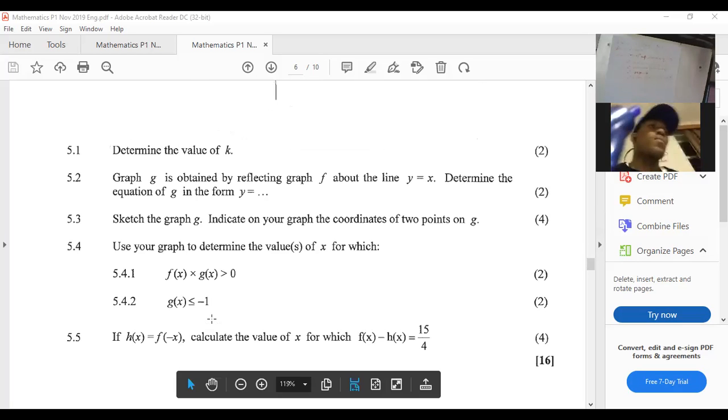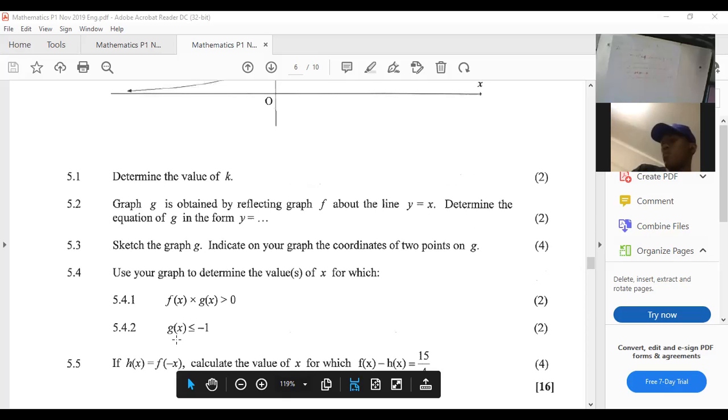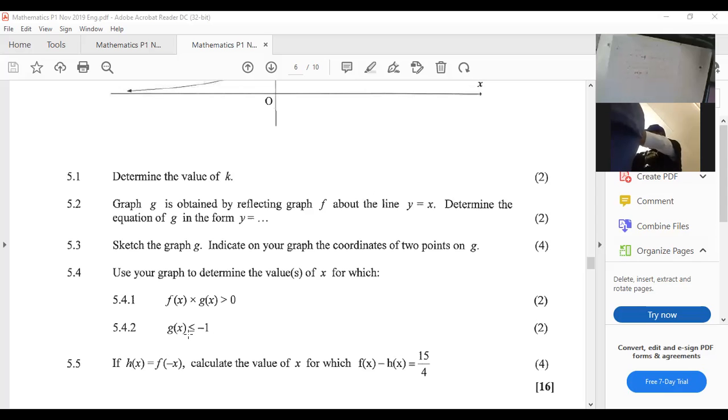So let's get to the next one. The next one, where g(x), remember, is a log graph, must be less than or equal to minus one. Then you use a graph, less than or equal to minus one.